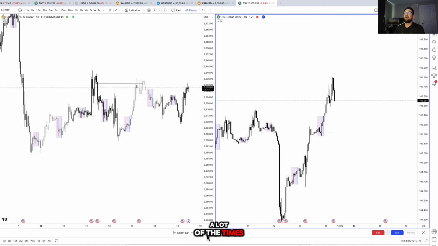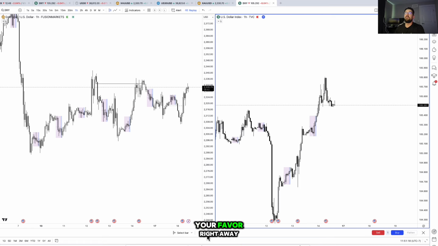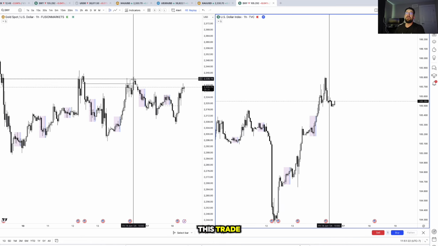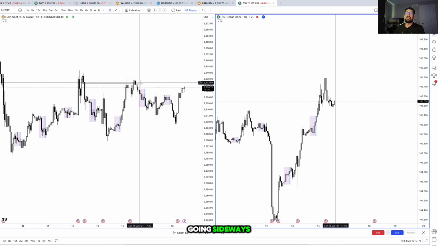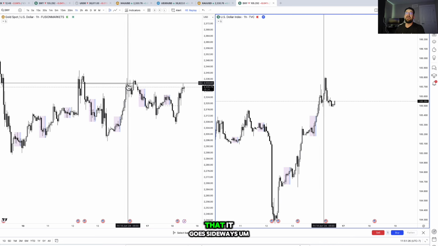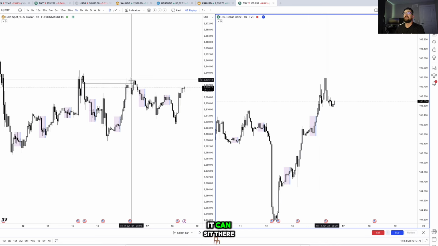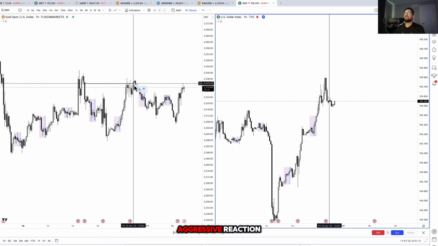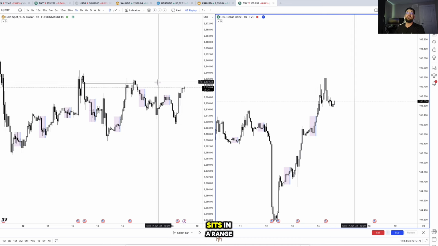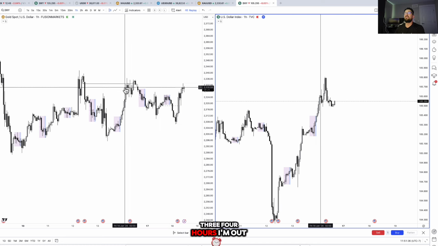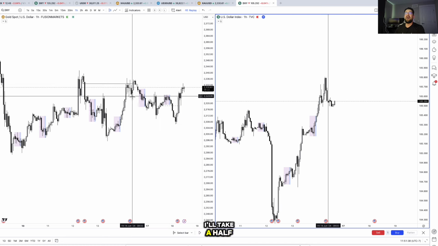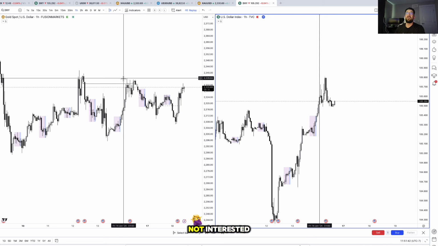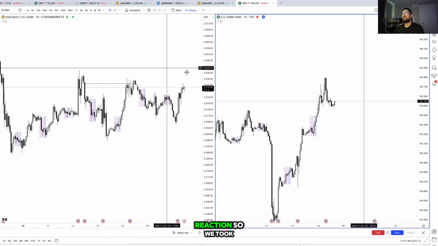A lot of the times, price will move in your favor right away. Now, if it's US30, I would leave this trade, and I'm okay with it going sideways or whatever. US30 does that. It goes sideways. It can sit there for hours, and then it moves. With gold, if I don't get an aggressive reaction, or it just sits in a range for 2, 3, 4 hours, I'm out. I'll take a half-hour or 1 hour loss, whatever. I'll close a partial loss out. I'm just not interested. I'll wait for another reaction.